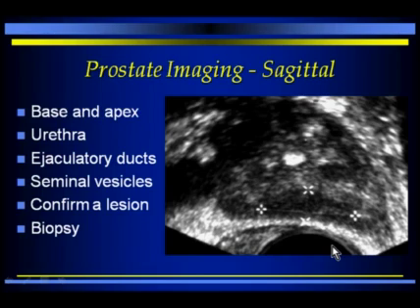We see a hypoechoic mass in the transverse image. We'll go to the sagittal image to confirm that it's really present. The sagittal image is also better for evaluating the base and the apex of the prostate because you can see when you're at the base and where the apex ends.